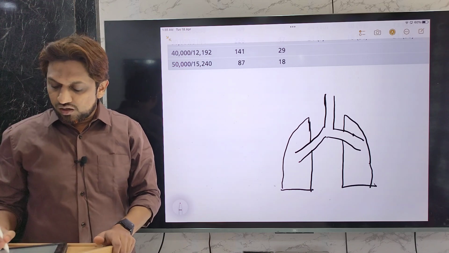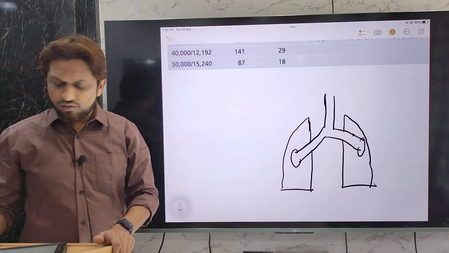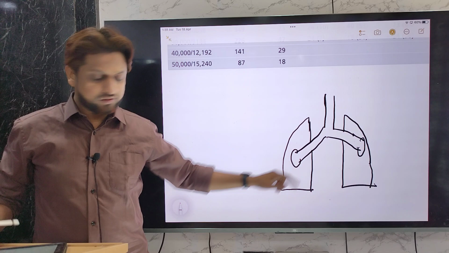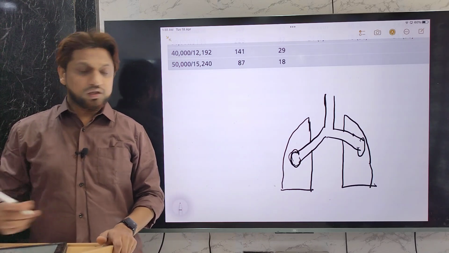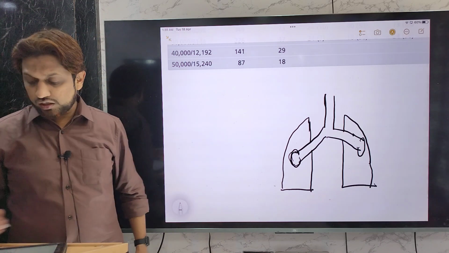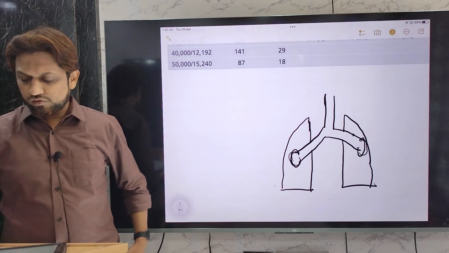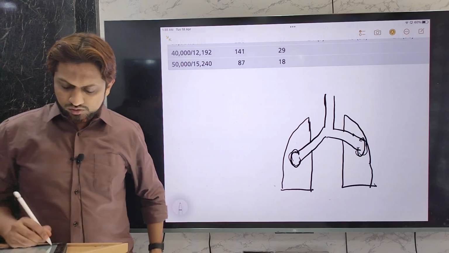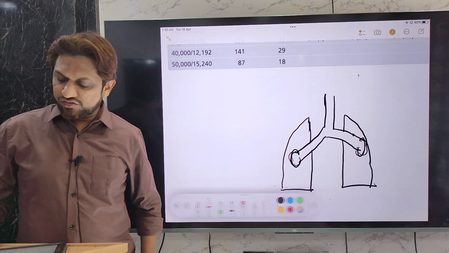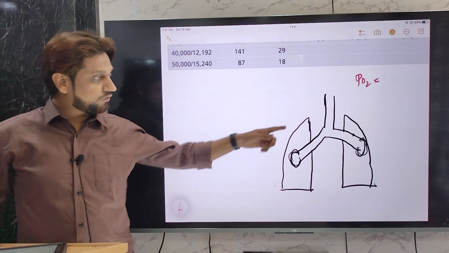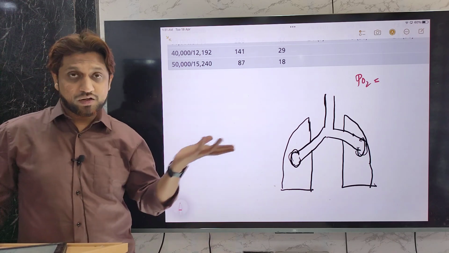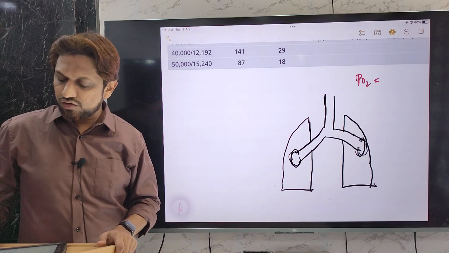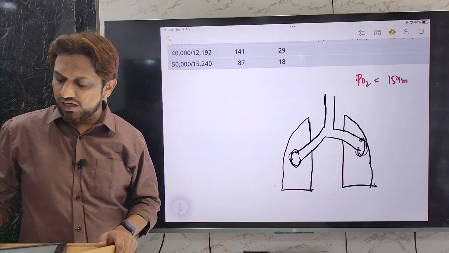Okay, now consider this. Rough diagram of the right and left lung, and this is one alveolar pocket. I'm showing only one alveolar pocket. It's not a correct anatomical diagram, just for the sake of understanding. Now the partial pressure of the oxygen in the atmospheric air, just now we have discussed, at the sea level. First we'll discuss at the sea level, then we'll discuss what happens at the high altitude. So it is around 159 millimeter of mercury, right?